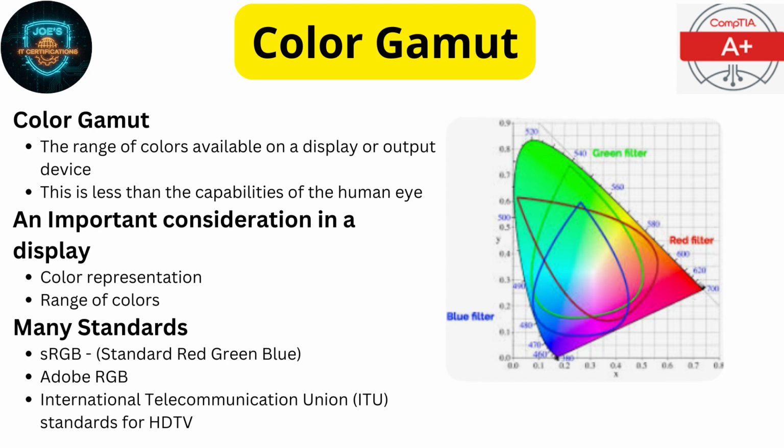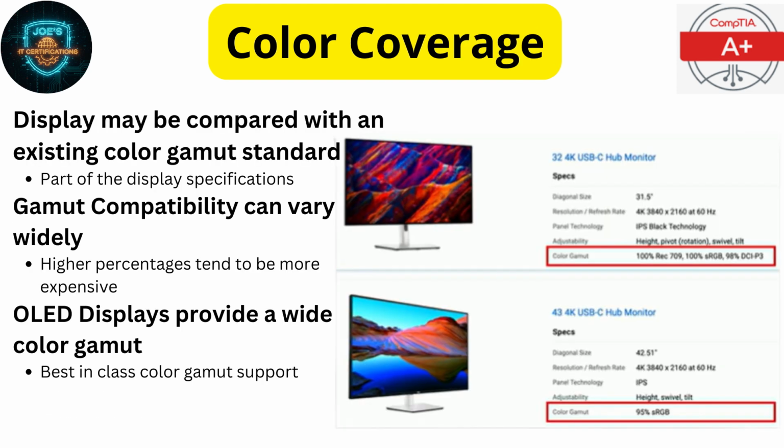We have a similar set of standards we can apply from Adobe with the Adobe RGB, and the International Telecommunications Union, or ITU, also has a number of standards that you can use when trying to compare the capabilities of one display with the capabilities of another. You'll often find this color gamut breakdown in the technical specifications of the monitor, so I went online and found a couple of monitors that were very similar to each other, although a different size, and you'll notice there is a color gamut option within the technical specs.